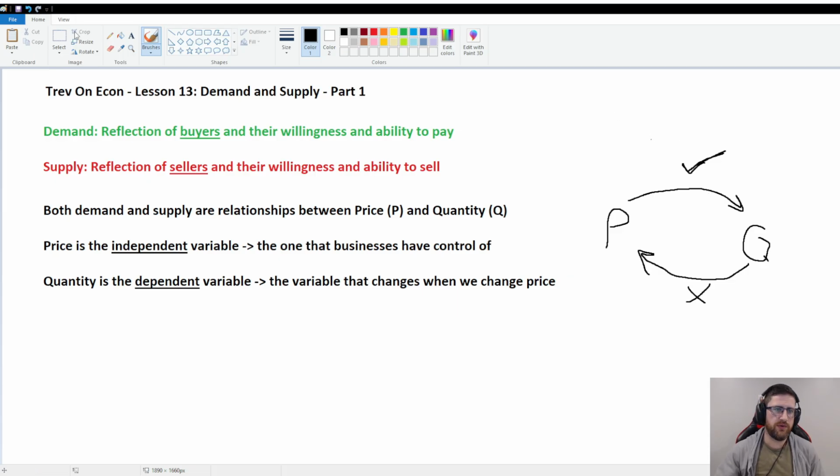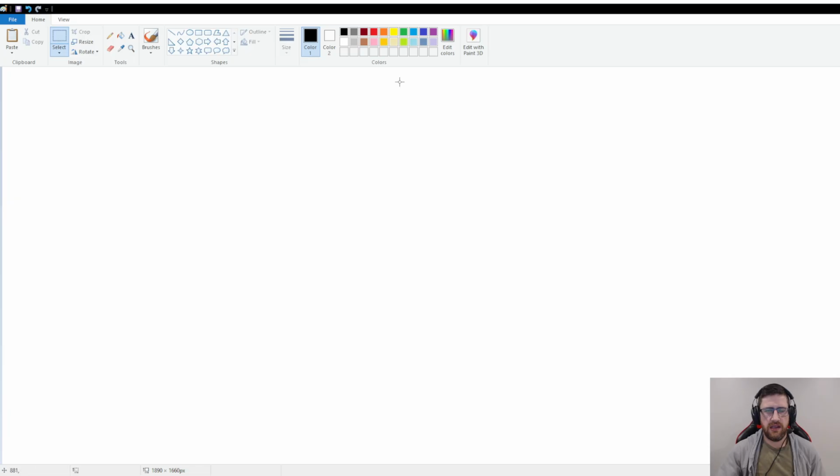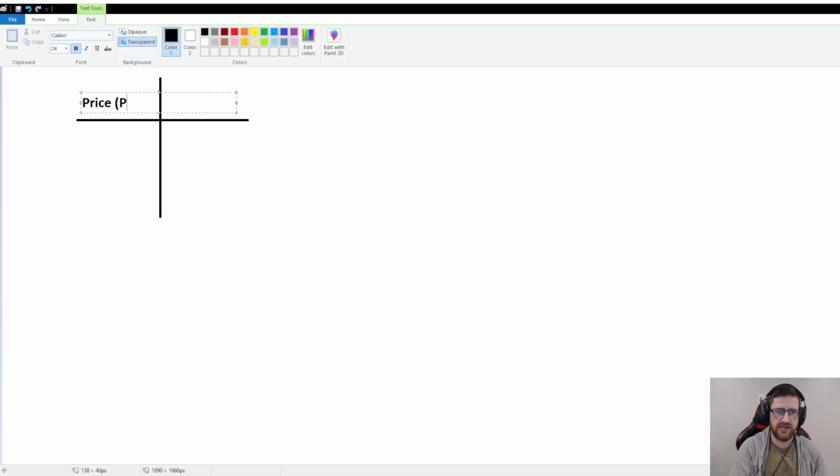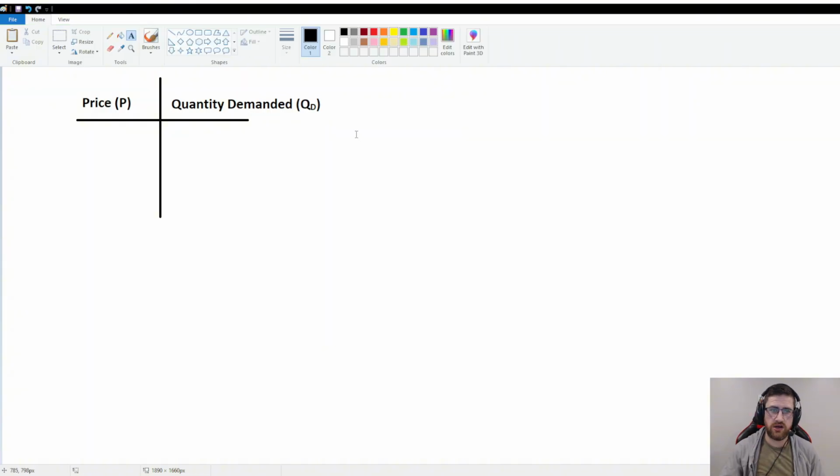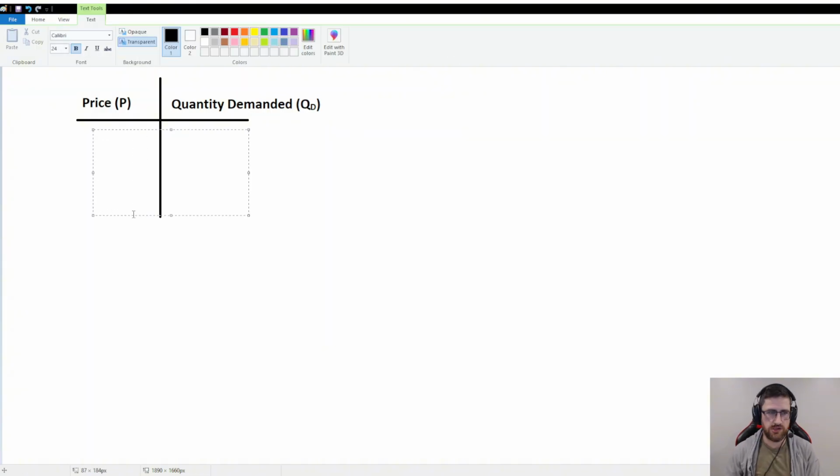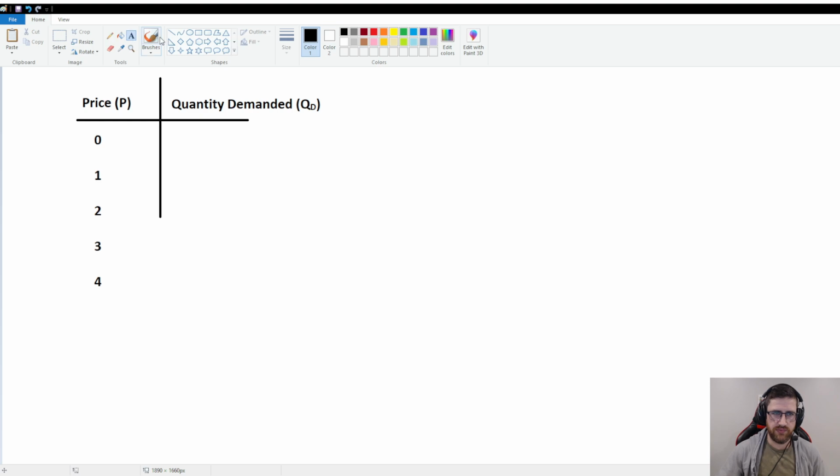So if these are going to be our variables of interest, how do they interact? Well, let's scroll down a bit and talk about two little charts. The first is demand. So if I'm looking at demand, I would be looking at price, which again is P, and quantity demanded. Usually we'll call this Q with a little d on it. Now, I can charge different price levels, right? I can charge 0, I can charge 1, 2, 3, 4, just to keep it simple.